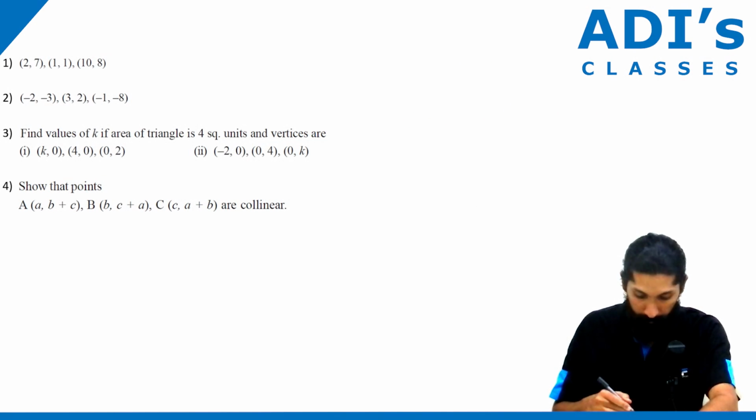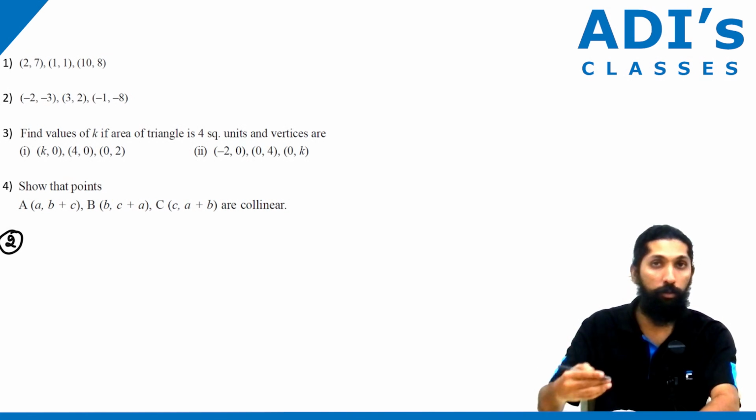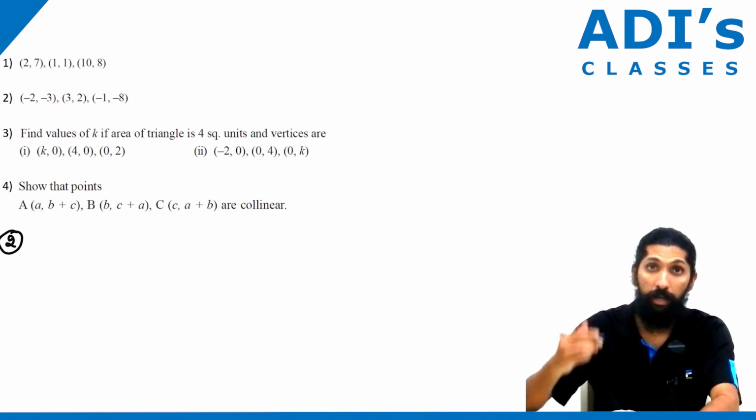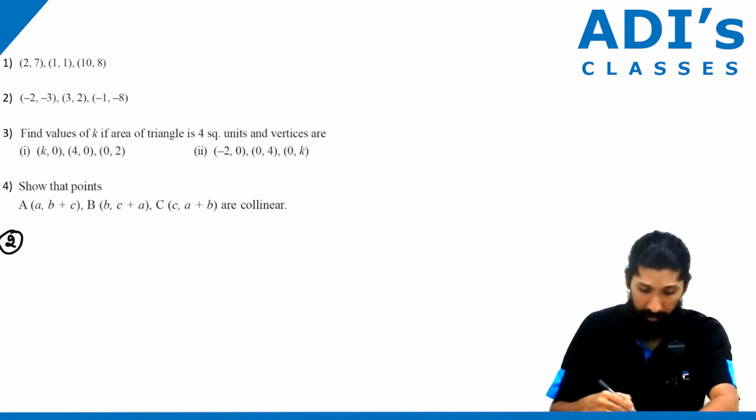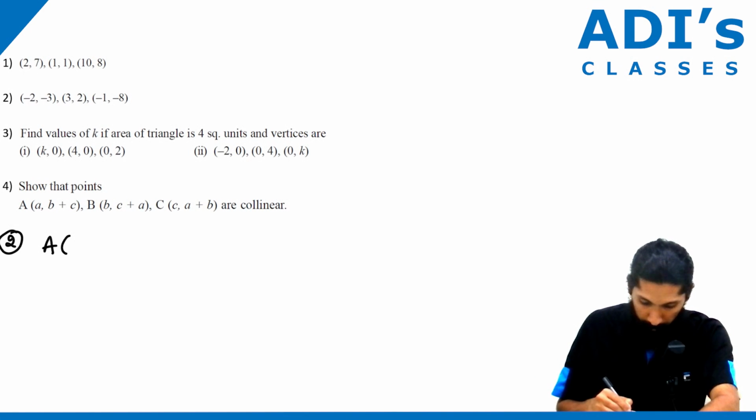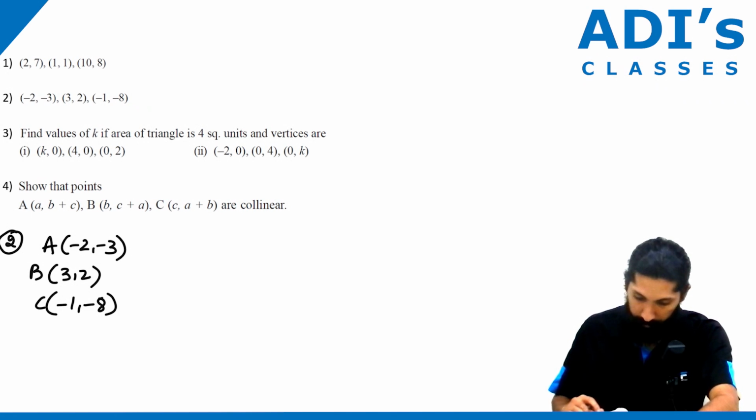See, for the second one you have, again guys, same logic. So here I'm not going to do in so much detail as to what is x1, what is y1. You guys know what it is. I'll just write down ABC. So A value is minus 2 comma minus 3, B is 3 comma 2, C is minus 1 comma minus 8.